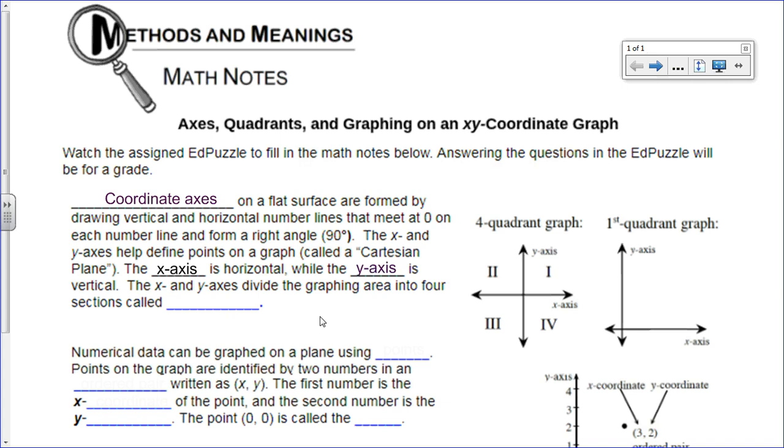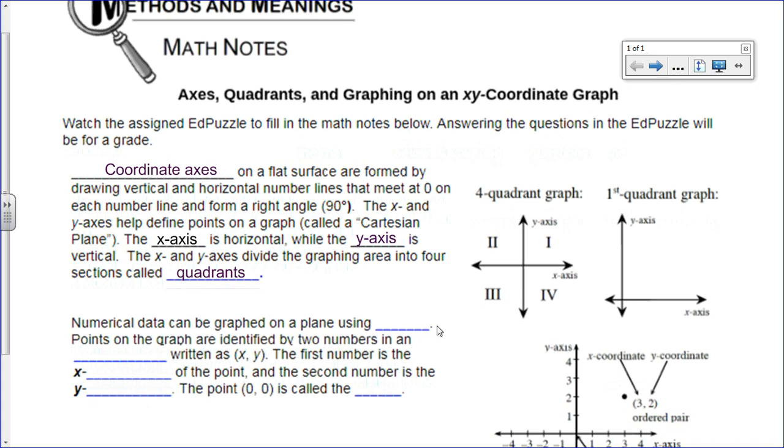The x and the y-axis divide the graph area into 4 sections called quadrants. Now the quadrants are labeled 1 and then 2, 3, and 4, and since it's called a coordinate plane or Cartesian plane, if you notice, they form a C in the direction that they go, just to help you remember which quadrant is which. Numerical data can be graphed on a plane using points.